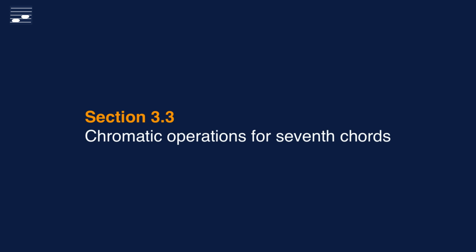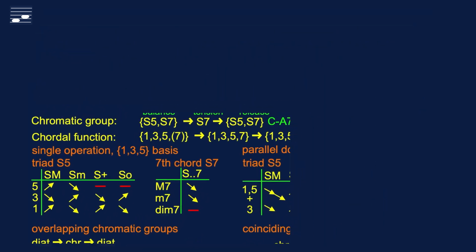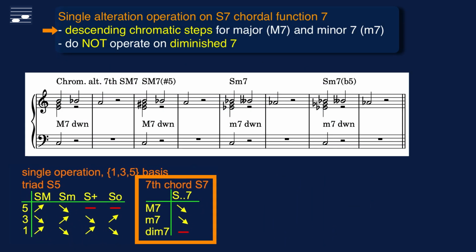When the opening chord structure in the chromatic group is a seventh chord S7, we may apply a chromatic operation to that chordal function 7. In case of either a major or minor seventh, there is semitone descending motion. Here are examples for 4 different seventh chord structure types.